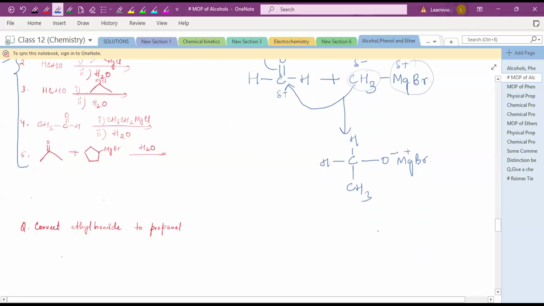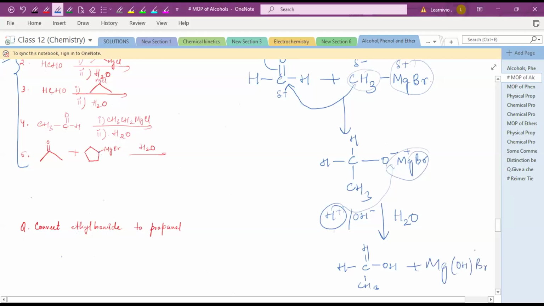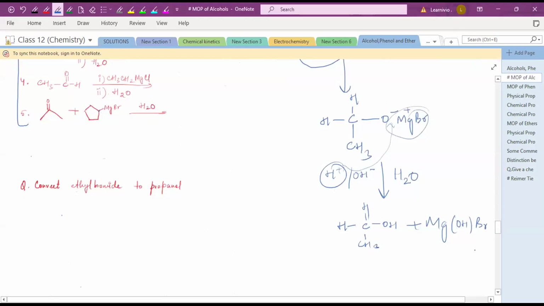Now, in the second step, what will you do? You will just add water to it. Hydration. With hydration you have H plus, it will dissociate to form H plus and OH minus. So H plus will get attached to this oxygen and it will give you a primary alcohol. So this H, C, H, CH3 and here OH. This hydrogen gets attached to this oxygen, plus MgOH. This will be your product.